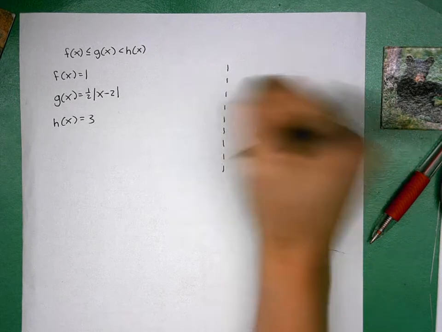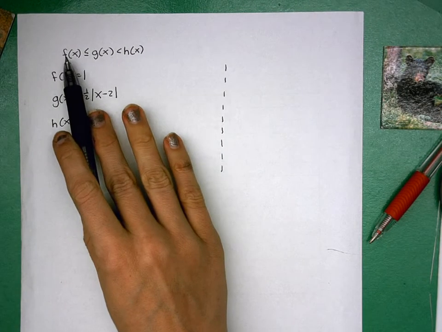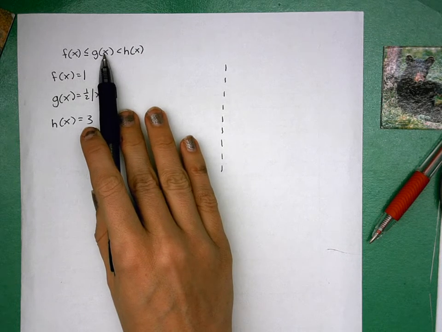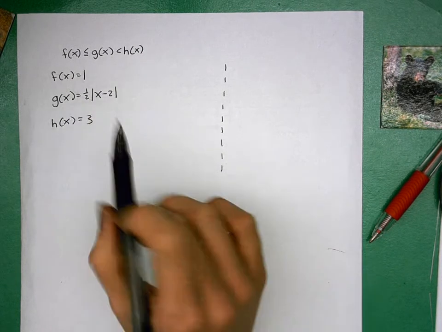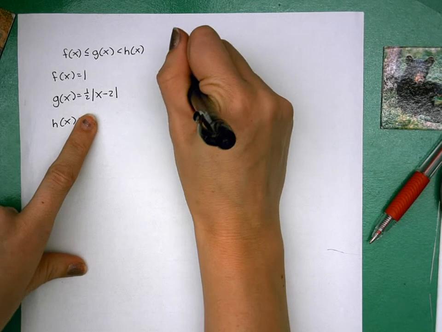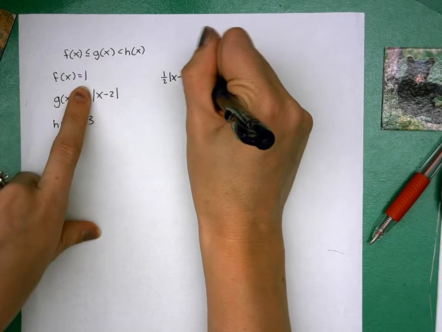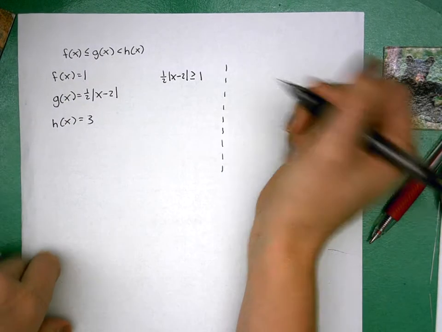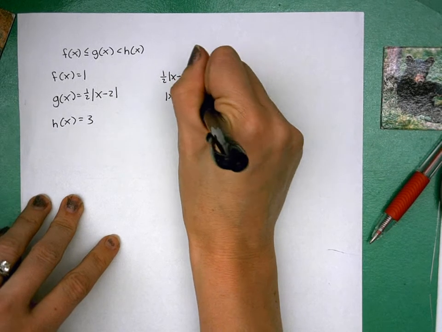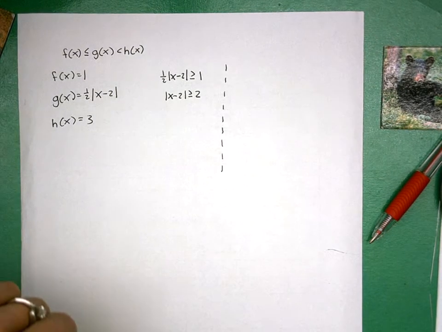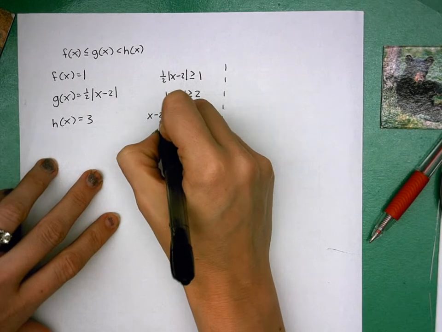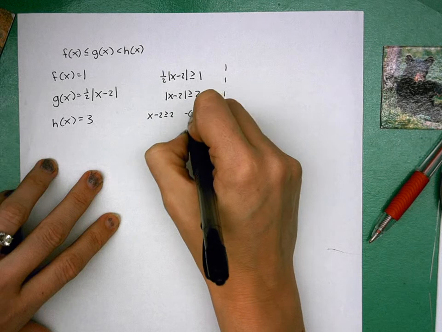Okay, first we want to figure out where f of x is less than or equal to g of x, or where g of x is greater than or equal to f of x. So my g of x is here, and I want it to be greater than or equal to my f of x. Multiplying that 2 over to isolate the absolute value, we get the absolute value of x minus 2 is greater than or equal to 2, which is possible. So we're going to do our positive leg and our negative leg.